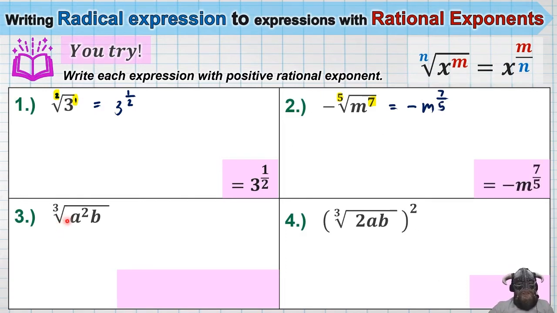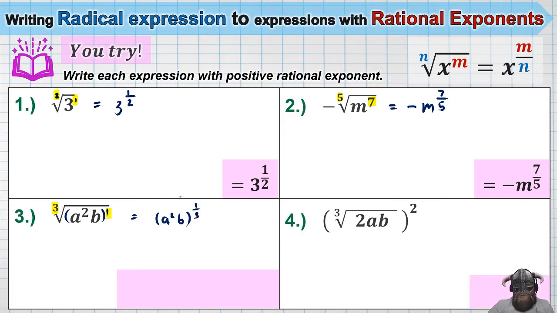Next, let's have number 3. We have the given the cube root of a squared times b. In this case, to answer this, lagyan muna natin dyan ng parenthesis and close natin si a squared times b. And let's have the exponent of it be equal to 1. So we have now parenthesis a squared times b raised to, we'll have 1 as our numerator. And then 3 will be the denominator of our rational exponent. So we have 1 over 3.